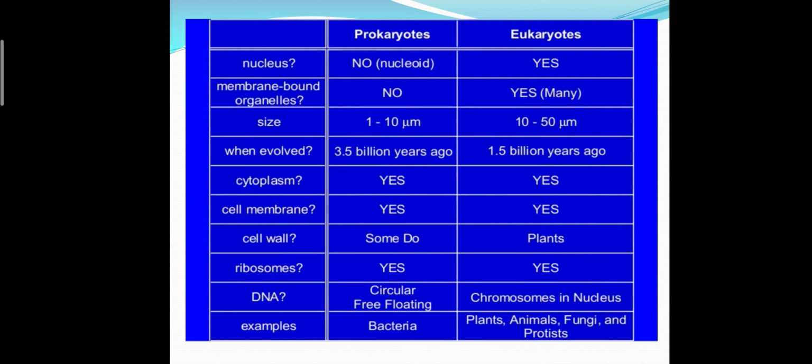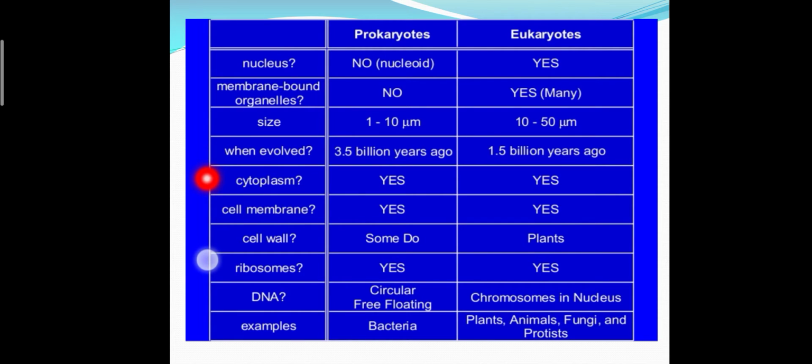Now we will discuss the difference between prokaryotic and eukaryotic cells. Nucleus is not present in prokaryotes, while it's present in eukaryotes. Membrane-bounded organelles are absent in prokaryotes, while present in eukaryotes. The size of a prokaryotic cell is 1 to 10 micrometers, while in eukaryotes it is 10 to 15 micrometers. Prokaryotes evolved 3.5 billion years ago, while eukaryotes evolved 1.5 billion years ago.